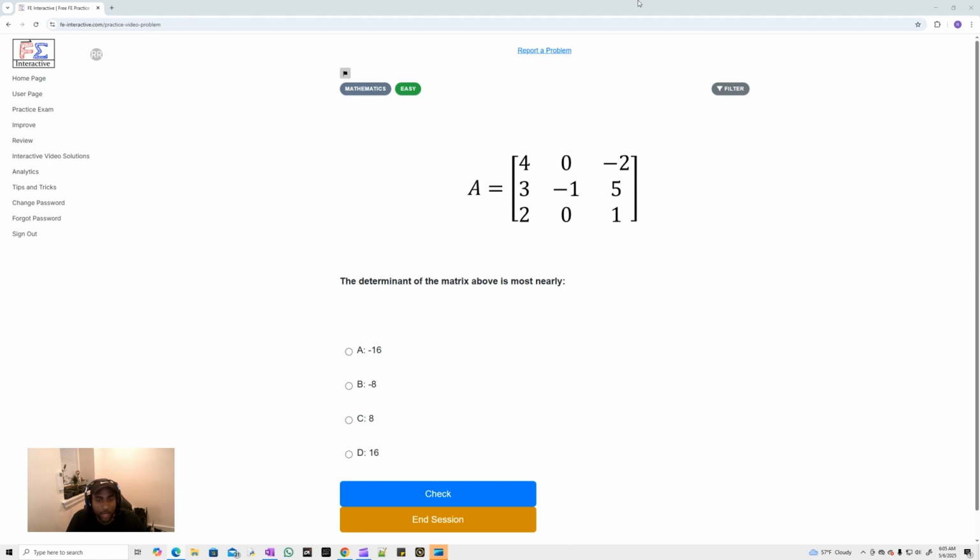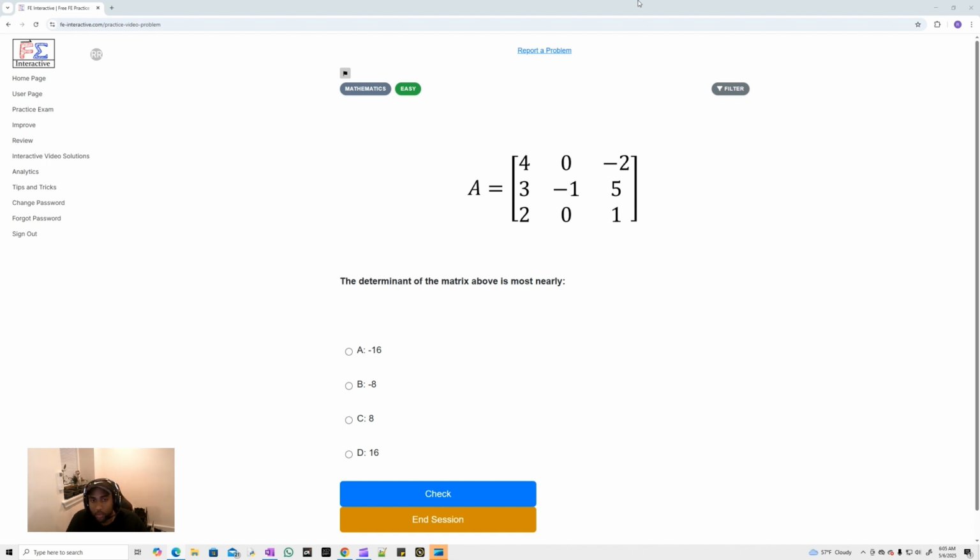We're given a 3 by 3 matrix above, and we're asked to find the determinant. Now, definitely the easiest way to do a problem like this would be on your calculator. You could input the matrix and find the determinant. But let's say you don't have a calculator. I'm going to give you guys a tip here that's going to make this problem a one-liner.